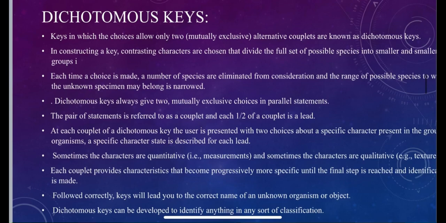Each couplet provides characteristics that become progressively more specific until the final step is reached and the identification is followed correctly. Keys will lead to the correct name of an unknown organism or subject. Dichotomous keys can be developed to identify anything in any sort of classification.